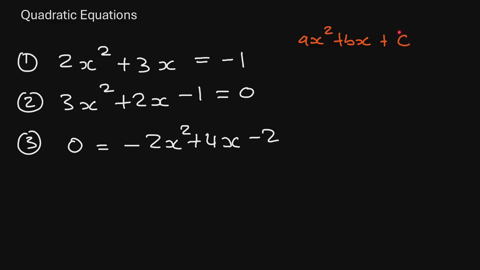So you can do what? You can factorize. So the first thing that you do, you must make sure you have a quadratic format. So now let's look at the first problem that we have. The first problem we have is 2x squared plus 3x equals negative 1.